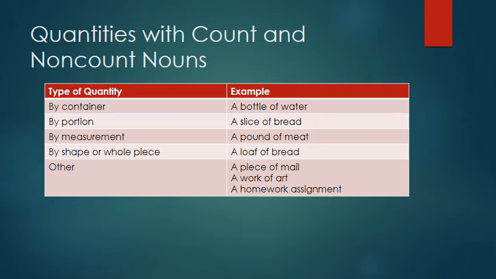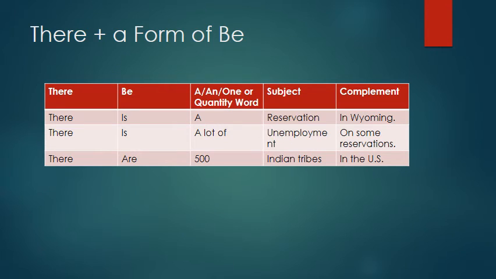We can do it by measurement, a pound of meat. Or we can do it by shape, or the whole thing. A loaf of bread means all of the bread. Or we can say these other ones, a piece of mail, a work of art, a homework assignment. Okay? This one, in my experience in the past, is a little bit easier for students to understand. But again, we'll do more practice on this to help you with it.